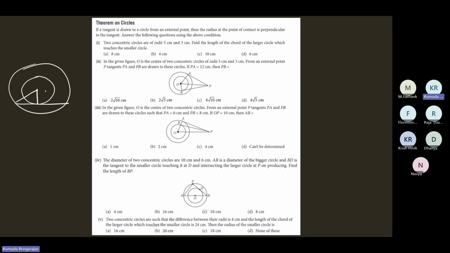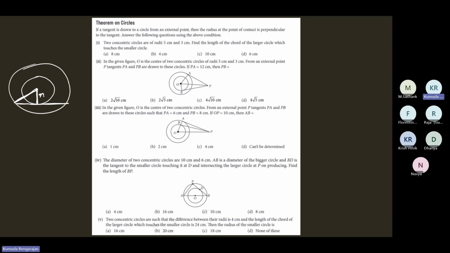Concentric circles have the same center but different radii. You can see this line segment is the radius of the outer circle, and this line segment is the radius of the inner circle. This line segment is a tangent to the inner circle and a chord to the outer circle. Two concentric circles are such that the difference between their radii is 4.